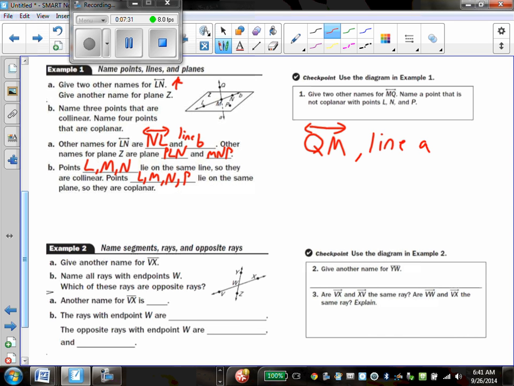Name a point that is not coplanar with L, N, and P. Well, Q is clearly above that plane. So we could say that Q is not coplanar. It's not the same plane as those.